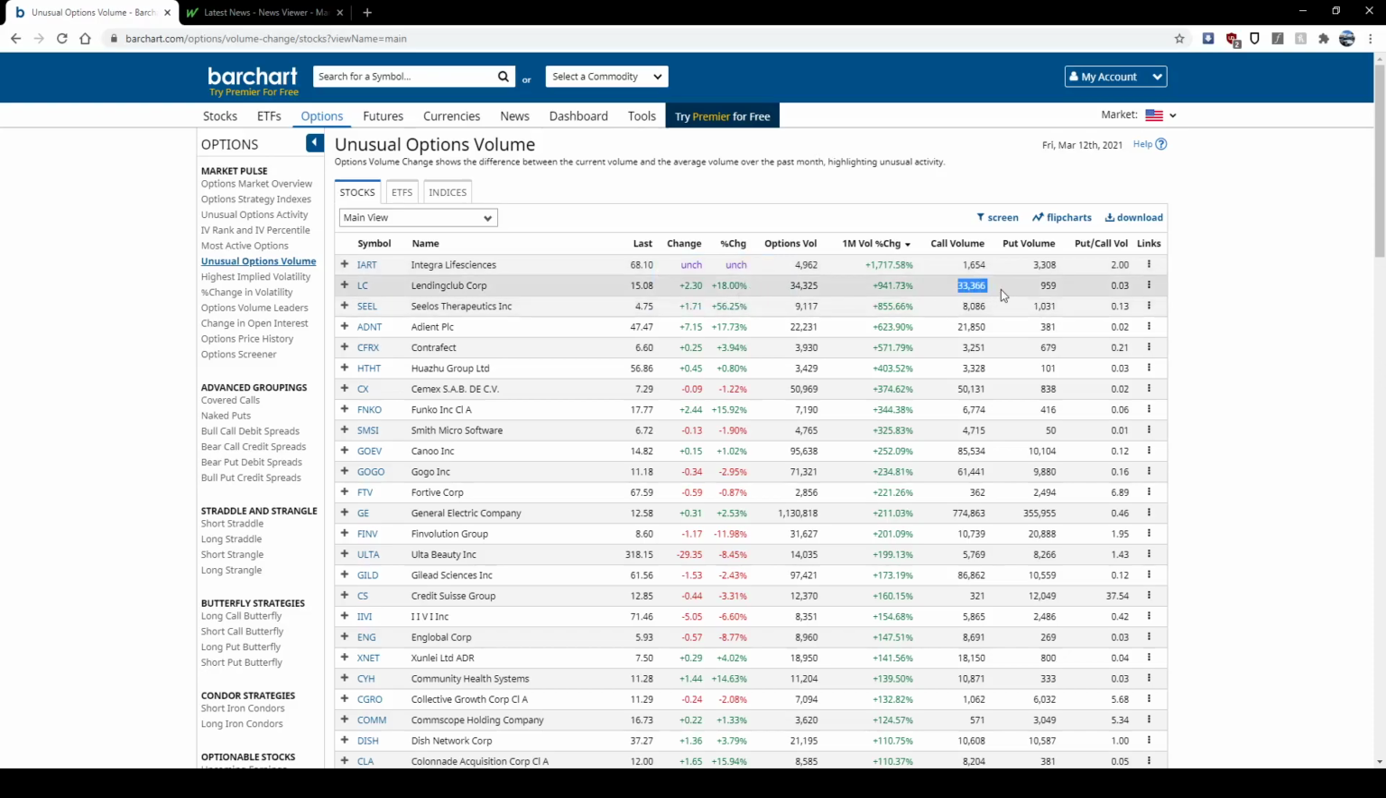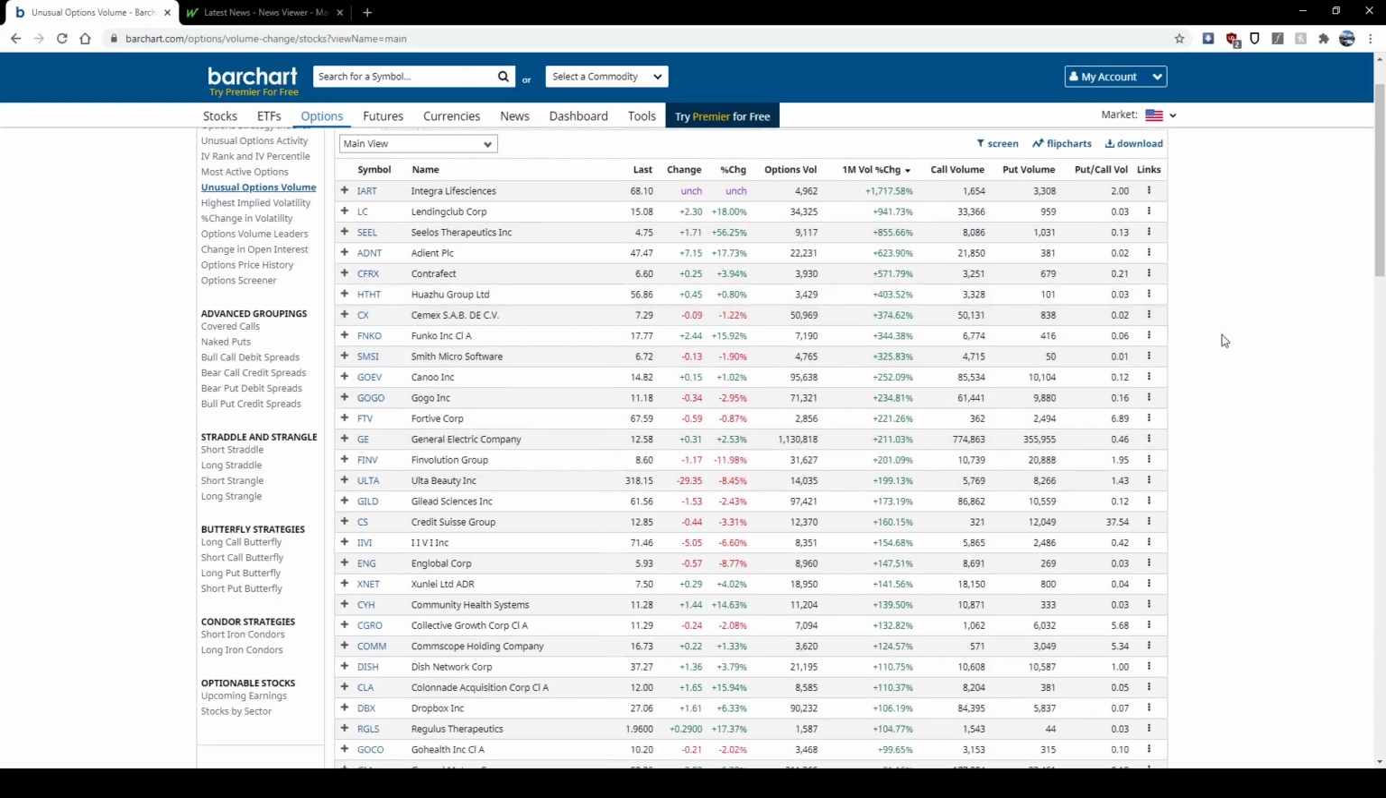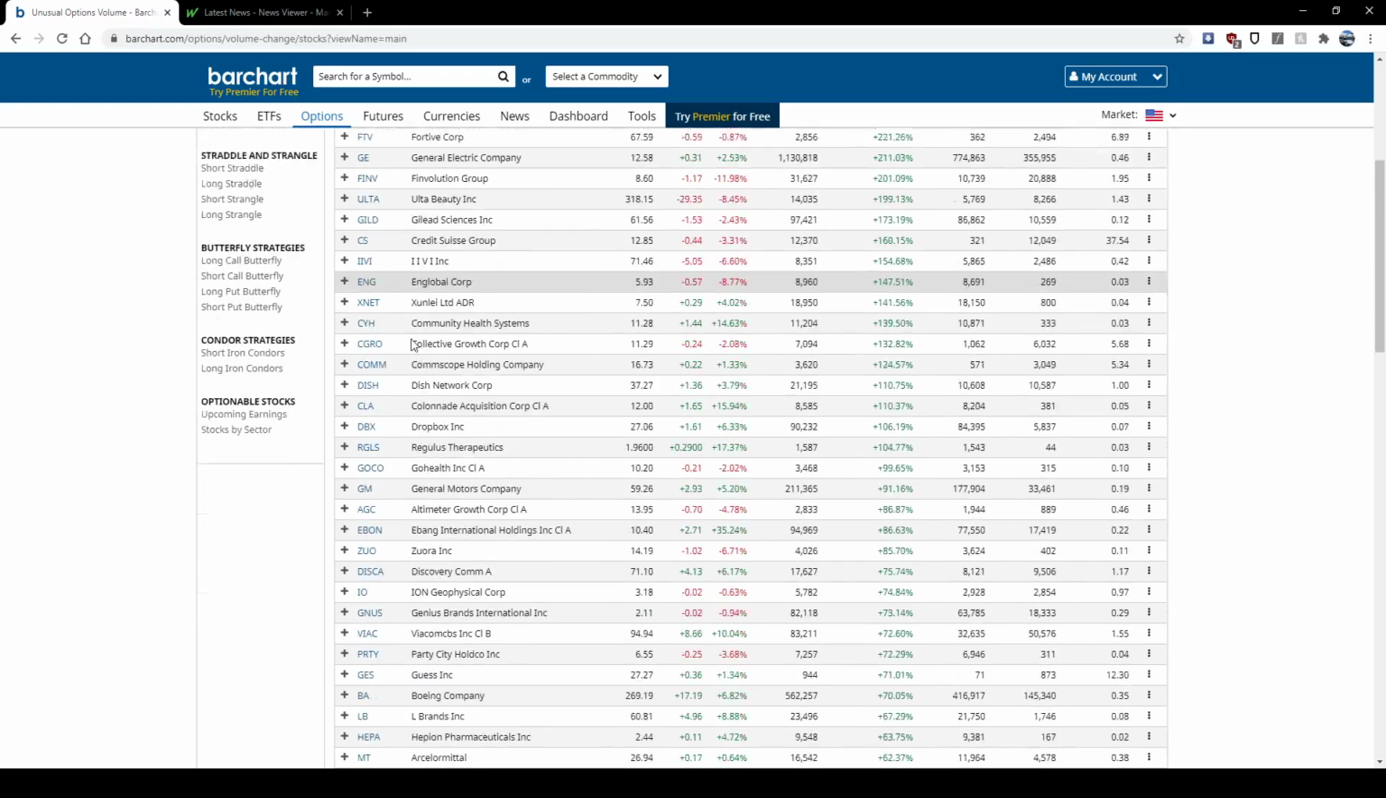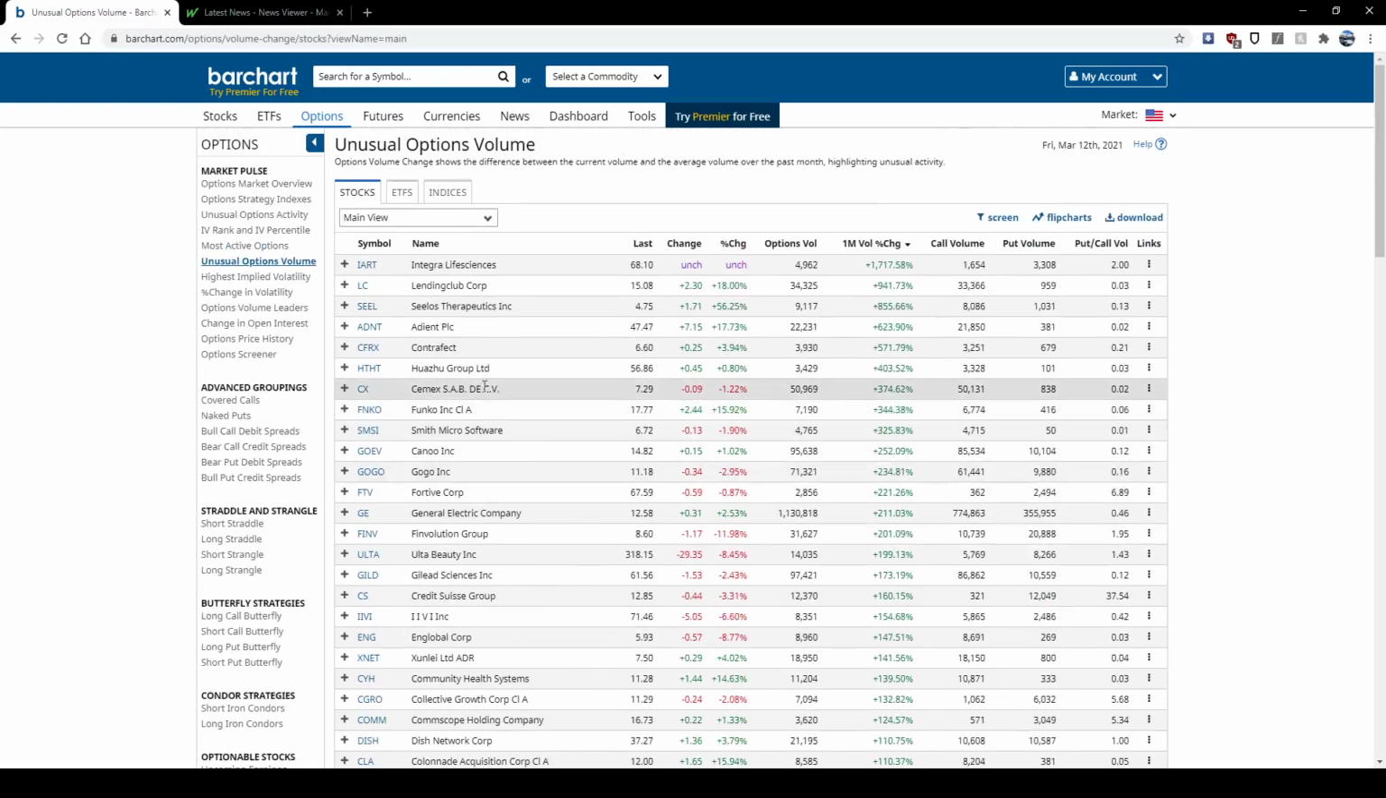But notice right here, our calls are 33,000 and our puts are 959. So you can see the huge disparity between the two, and it's just something to look at when it comes to trading different options. So when I actually go to see it, say I wanted to take a trade on something that I'm not very familiar with, I would consult the website and actually look at, say, the most unusual options volume.